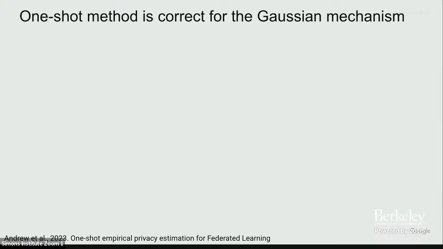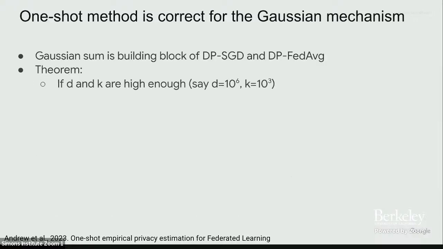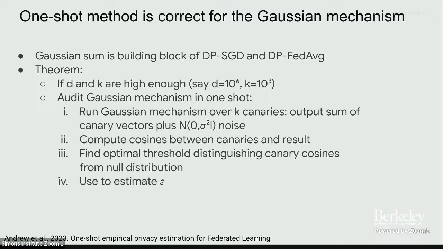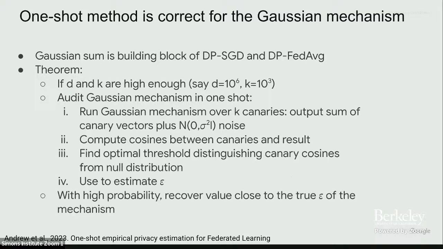All right. So for the Gaussian mechanism, we can actually write a theorem. This is the informal statement of it, which is that as long as you have D and K large, and K shouldn't scale as fast as D, then the estimate that you get from our one shot, so what you're going to do here is basically you have a sum of D-dimensional vectors. So you have your true vectors.